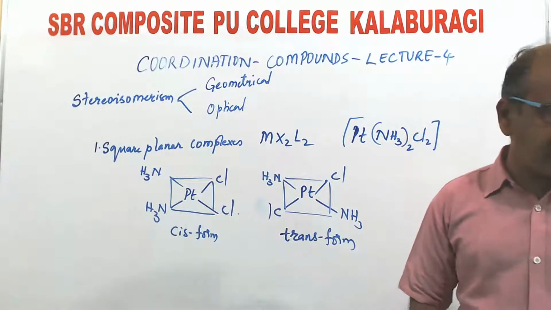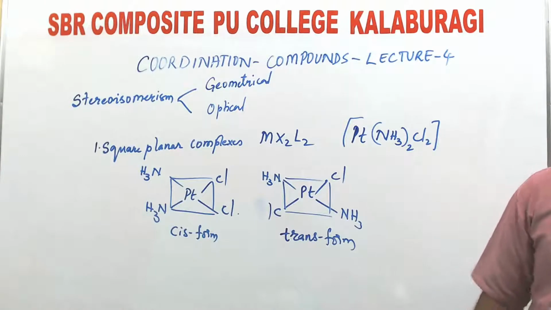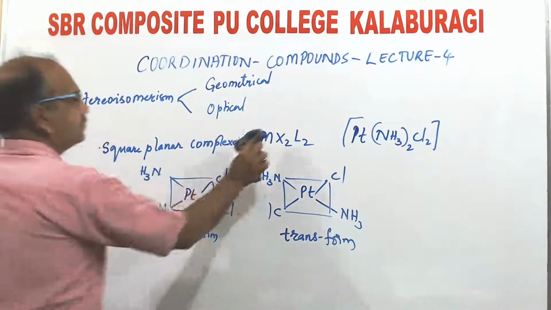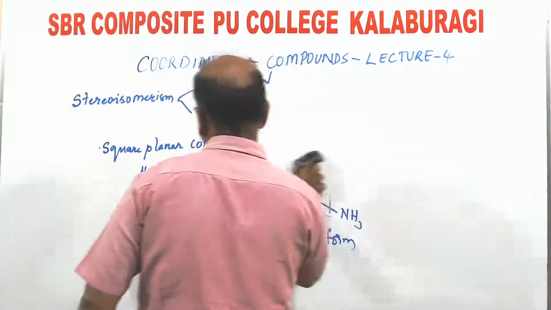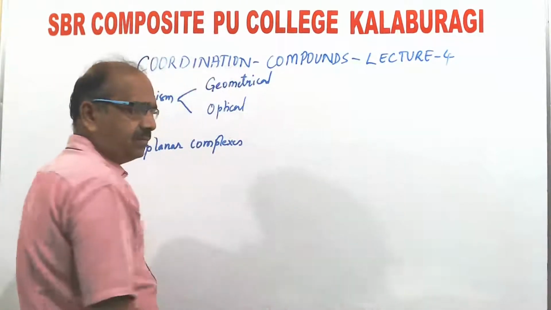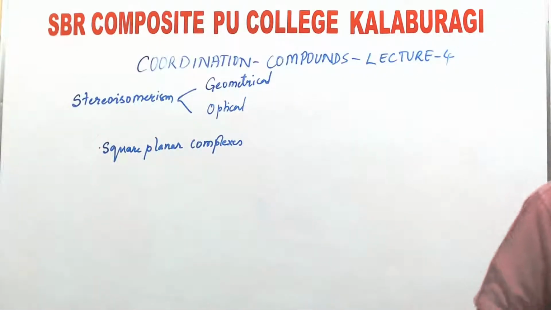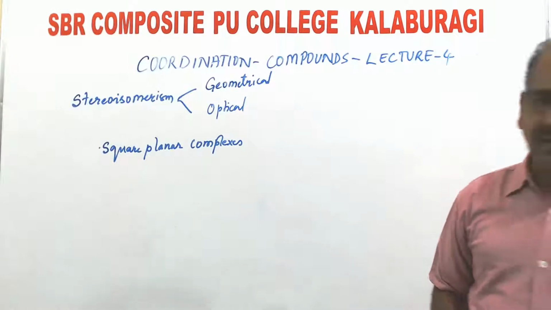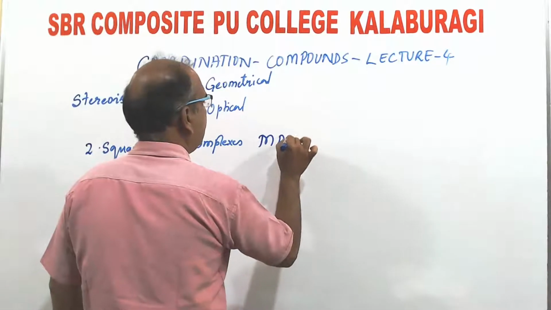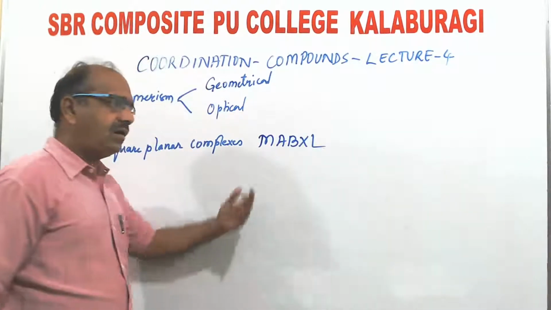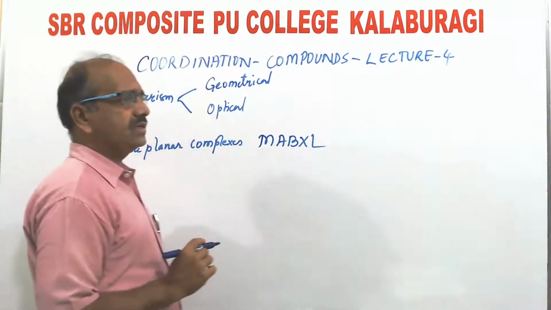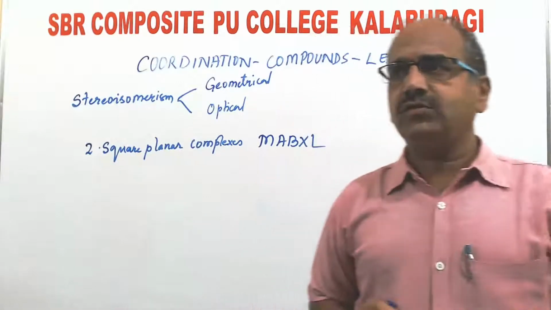Next is square planar complex of the type MABXL. Let's see, the second one. In the earlier one you have cis and trans forms. Fac and mer forms will come later. So the second one is MABXL. All the four ligands are going to be different. So this will give rise to actually three different isomers.